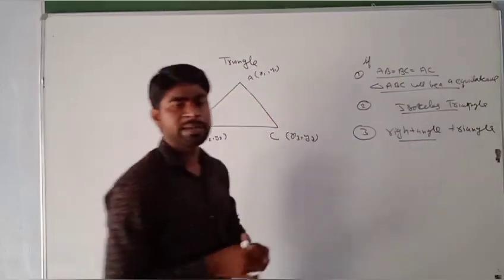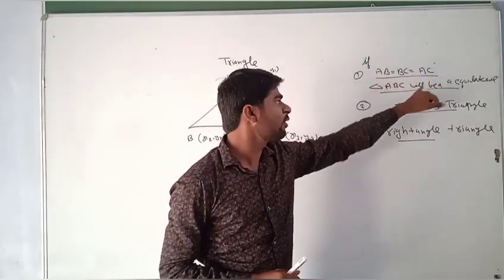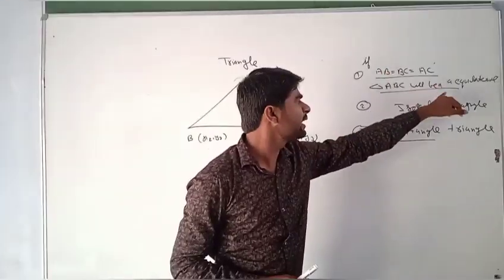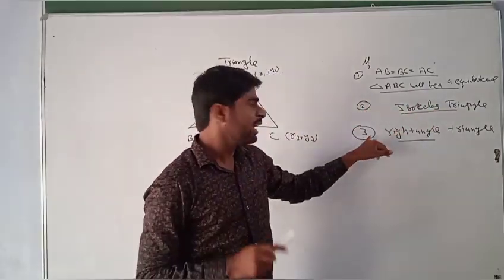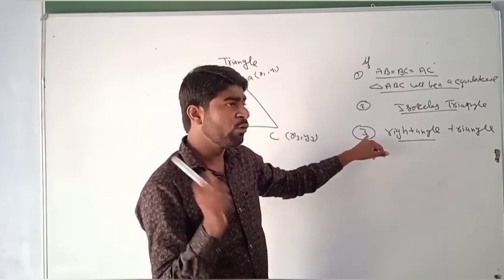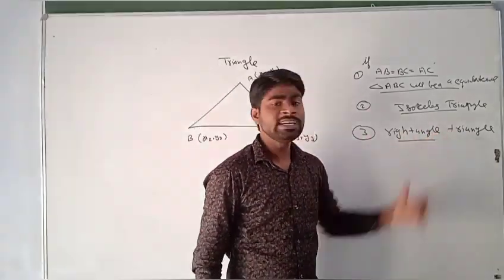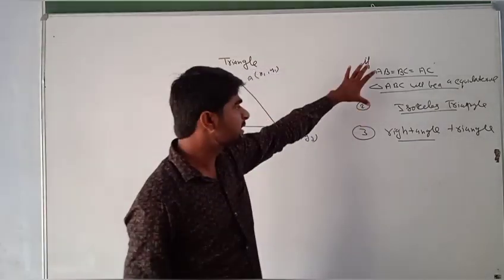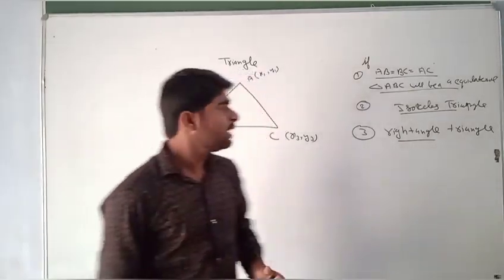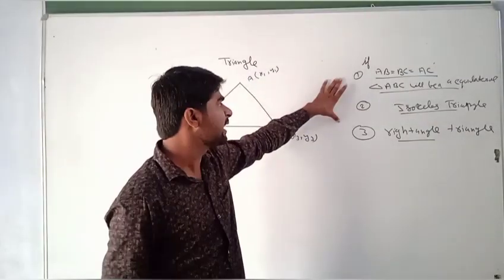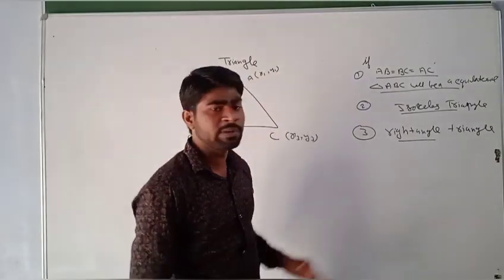So we have studied different types of triangles. If three sides of a triangle are equal, it will be equilateral. If two sides are equal, it will be isosceles. And if it follows the Pythagoras theorem, then it will be a right angle triangle. On the basis of this formula for the distance between two points, different questions may arise in this triangle part.